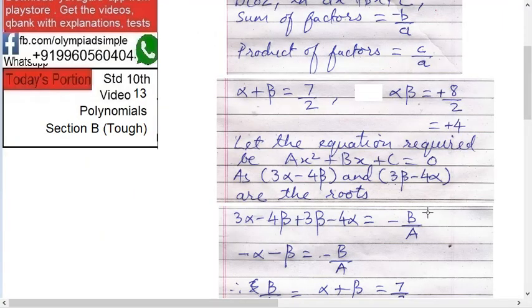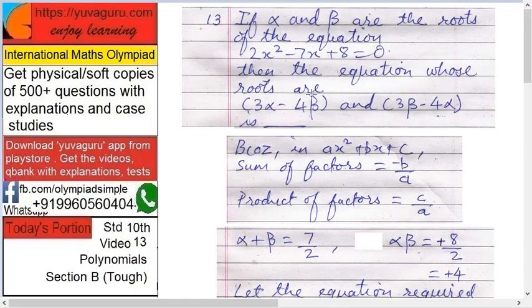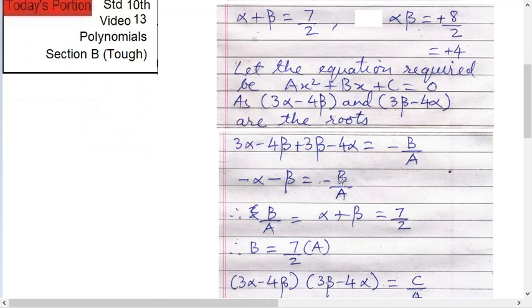Then move on. So let the new equation required be capital A x square plus capital B x plus capital C equals 0. Everything capital now. And what is given? 3 alpha minus 4 beta and 3 beta minus 4 alpha are the roots of this new equation. That is what the question is. We want to find the values of capital A, B and C. That's what our target should be.